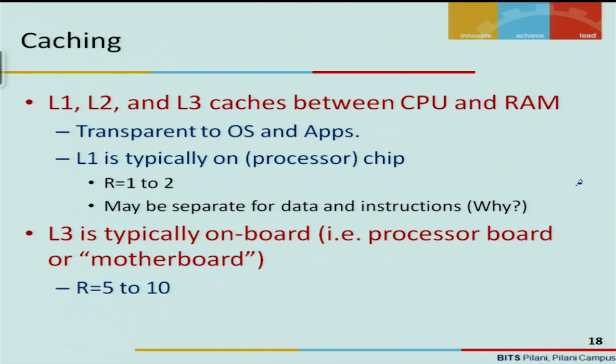So we have seen that caching is a very common principle used everywhere. One example is the level 1, level 2, level 3 caches between RAM and the processor, and at different places. Let's say L1 is placed on the processor chip itself, so its R is basically 1 to 2 with respect to the processor, because it's very near to the processor, and SRAM, static random access memory, is used for that. L3 is typically on the board, on the processor or motherboard, and R, the ratio between the processor access time and the L3 memory access time, is 5 to 10.